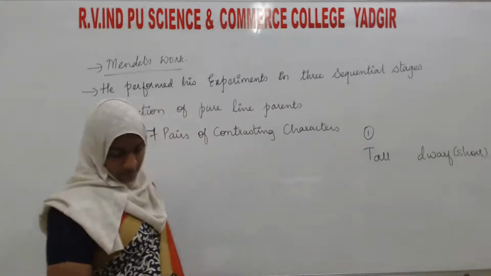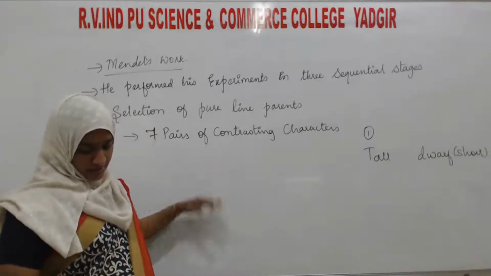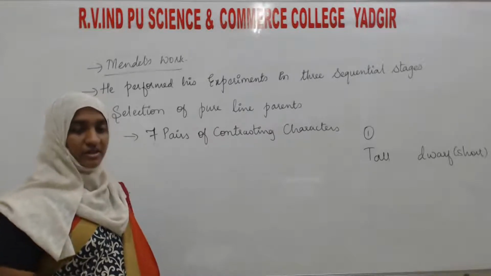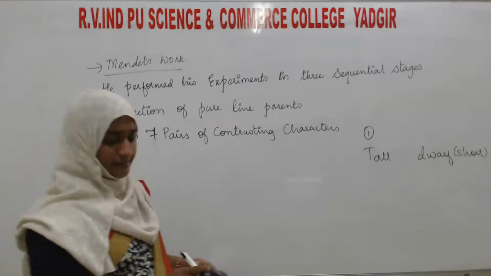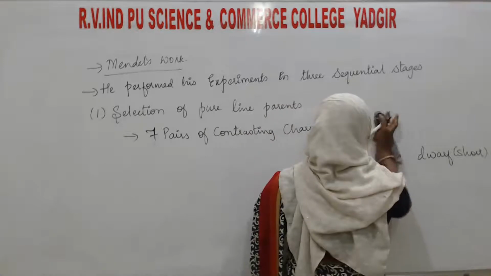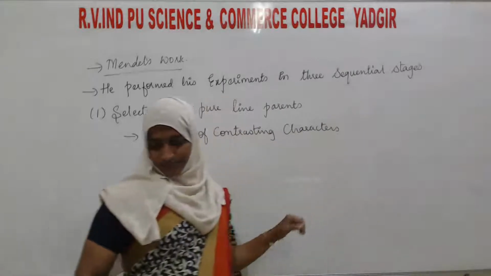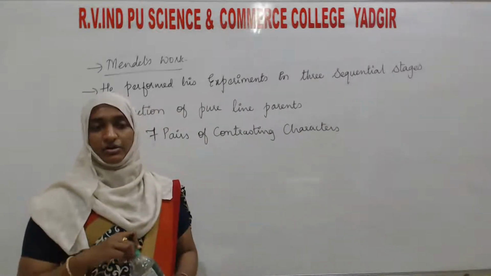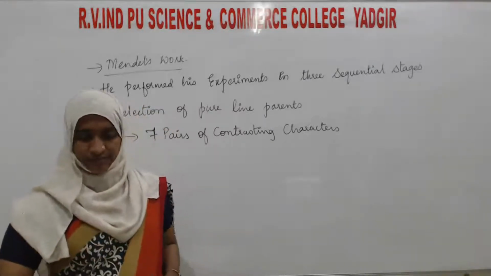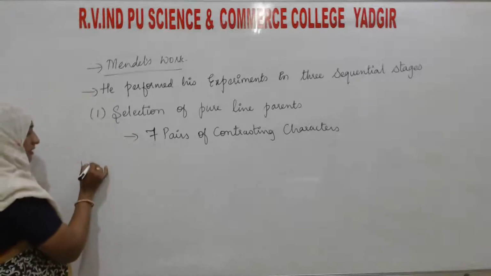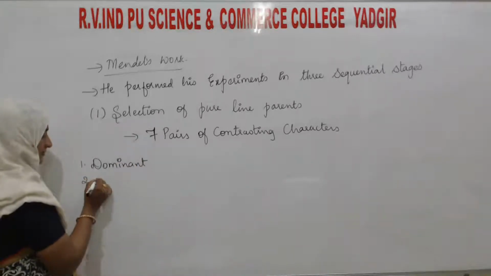So for his experiments on garden pea plant, then he created pure genetic line by self-pollinating. Okay, first we will see what the 7 characters are. But before going to those 7 characters, I want to explain 2 terms. One word is dominant, and the other is recessive.